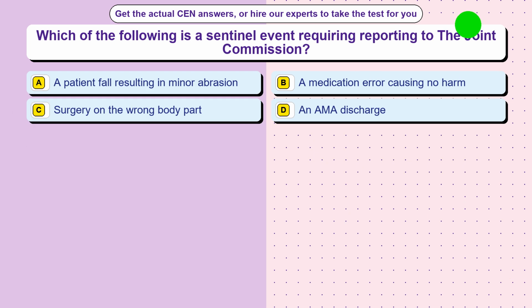Question 95. Which of the following is a sentinel event requiring reporting to the Joint Commission? Option A, patient fall resulting in minor abrasion. Option B, a medication error causing no harm. Option C, surgery on the wrong body part. Option D, an AMA discharge.